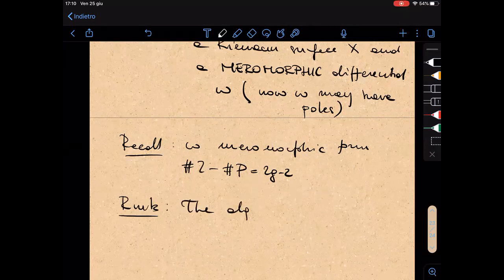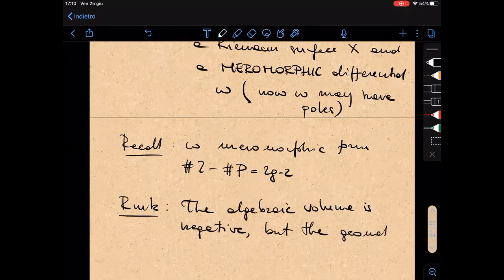So some remark: the algebraic volume is negative, but the geometric volume is positive. And this is what matters. I mean, there is a flat structure if the geometric volume is positive. For closed surfaces, it turns out that the algebraic volume also has to be positive. But when you allow punctured surfaces, this is no longer true.